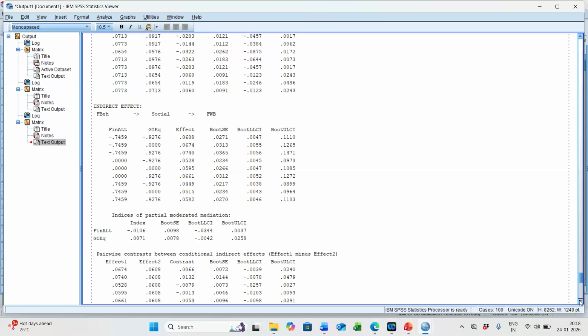I was actually planning to do model number 1, because model number 1 allows us to apply categorical variables as a moderator. Categorical variables as a moderator. But the thing is that we are not able to explain everything within the time.